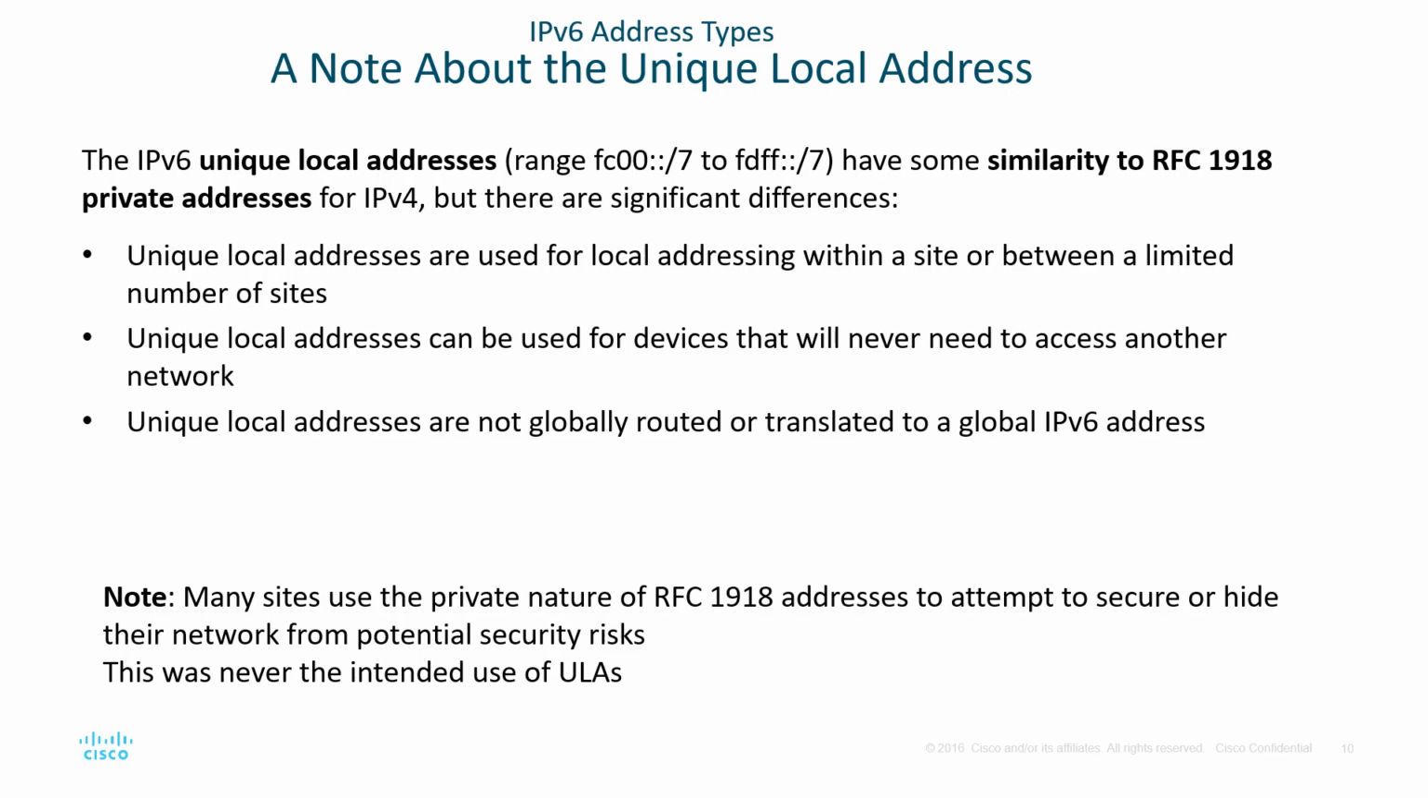There are some significant differences, however. Unique local addresses are used for local addressing within a site or between a limited number of sites. They can be used for devices that will never need to access another network. Unique local addresses are not globally routed or translated to a global IPv6. Many sites will use the private nature of 1918 to attempt to secure or hide their network from potential security risks. This was never the intended use of the ULA.